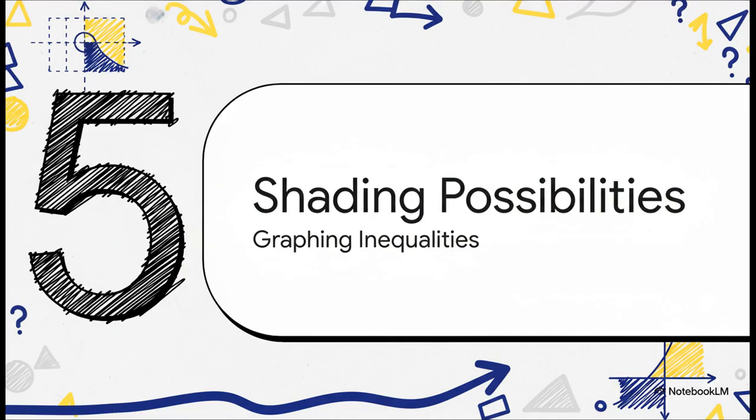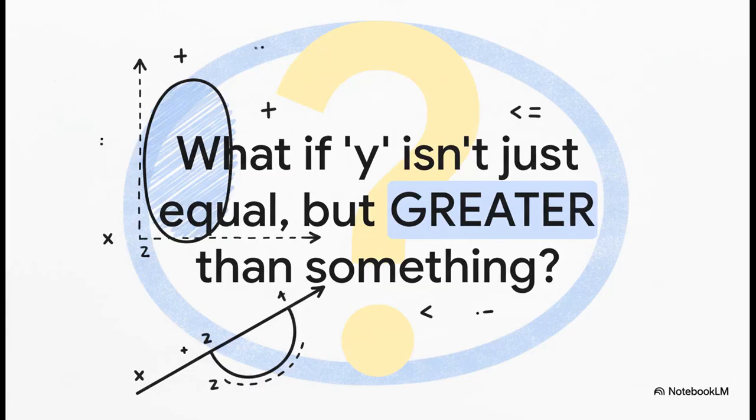Okay, for our final section, we're going to shift gears a little bit. So far, y has always been equal to something, which gives us a nice clean line. But what if we're graphing not just a line, but an entire region of possibilities on our map? This is the big question that gets us into inequalities. Instead of y being exactly equal to something, what if y could be greater than it? Whoa, all of a sudden, we're not talking about a single line of points, we're talking about an entire shaded area of infinite solutions. How do you even begin to draw that?